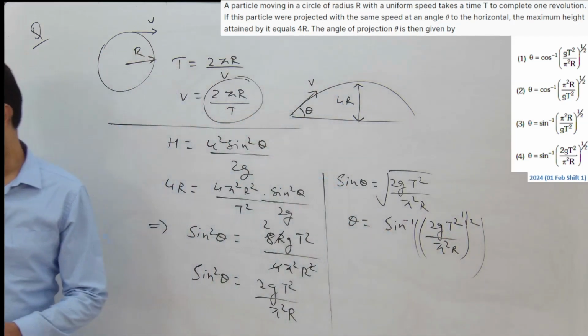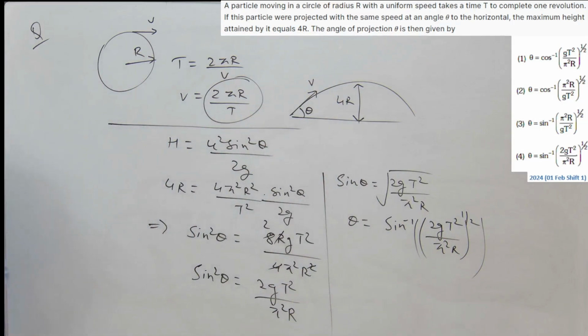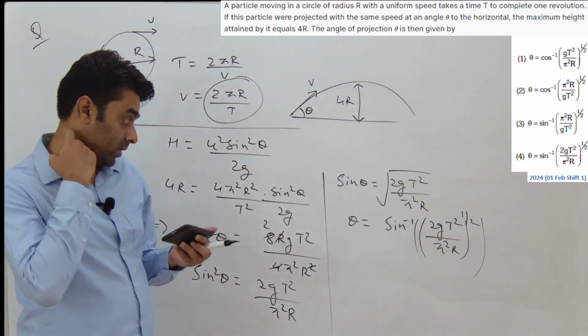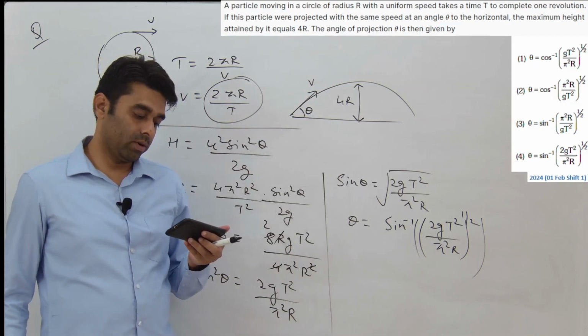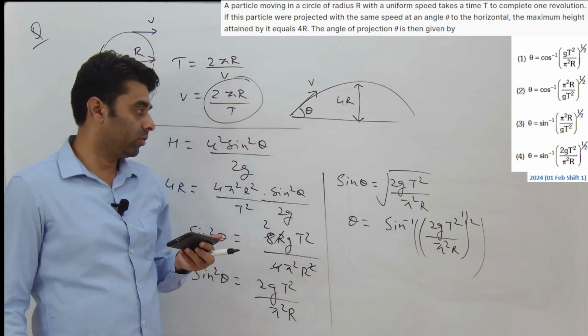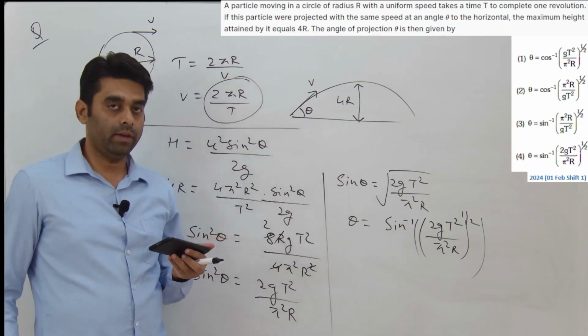Now you check it. Options. Sine inverse of... option number 4. Option number 4 will be our correct answer, right? Let's move ahead.